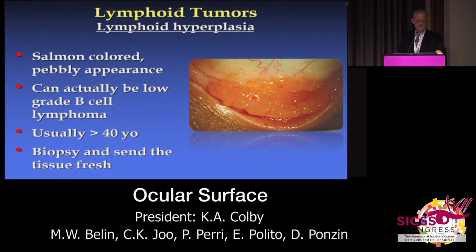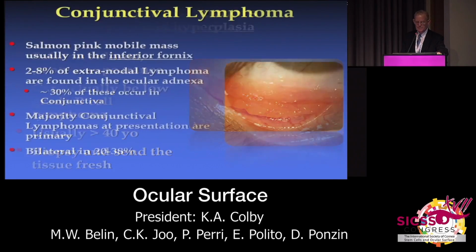So lastly, in the last couple of slides, we'll talk about lymphoid tumors. First thing that you want to differentiate is lymphoid hyperplasia, which is a benign lesion, salmon-colored, kind of pebbly appearance. Usually you see it inferiorly in the inferior fornix, usually in younger patients, 40 years old or younger, and often 20 years old and younger. It can be a B-cell lymphoma, but it often is not. You need to biopsy this tissue and send the tissue fresh. So don't put this in formalin, keep it fresh in saline, send it to the pathologist to rule out a B-cell lymphoma.